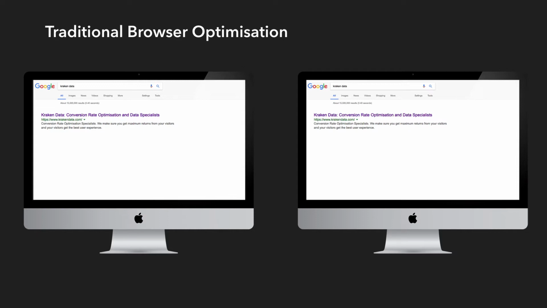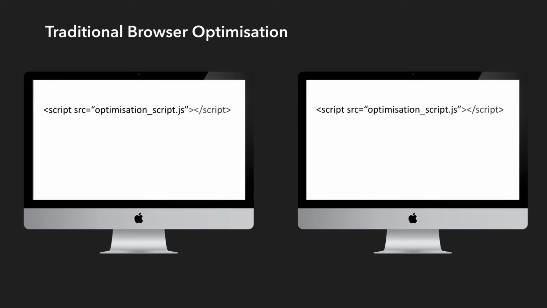In this example, we have two visitors about to visit the page on the Kraken Data website. They both click the link to go to the Kraken Data website. And as the page starts to load, the optimization script runs. And its first job is to hide the page from displaying to the visitor. Now, once it has hidden the page, it communicates with a server to see if there is a test running on the page. If there is no test running, the site will continue to load as normal.